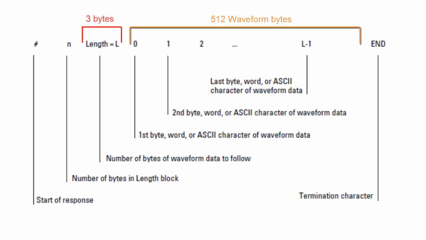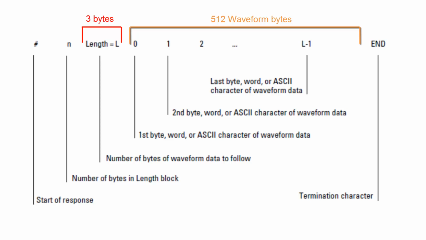Then we have 3 bytes which represent 3 ASCII values, each of which is a digit of the number L. Now, this type of format is just specific to the manufacturer. You have no control over it. You just have to accept it and deal with it. So we said we have L bytes of waveform data, 512. These are preceded by 3 bytes, which are the ASCII values for the digits 5, 1, and 2.